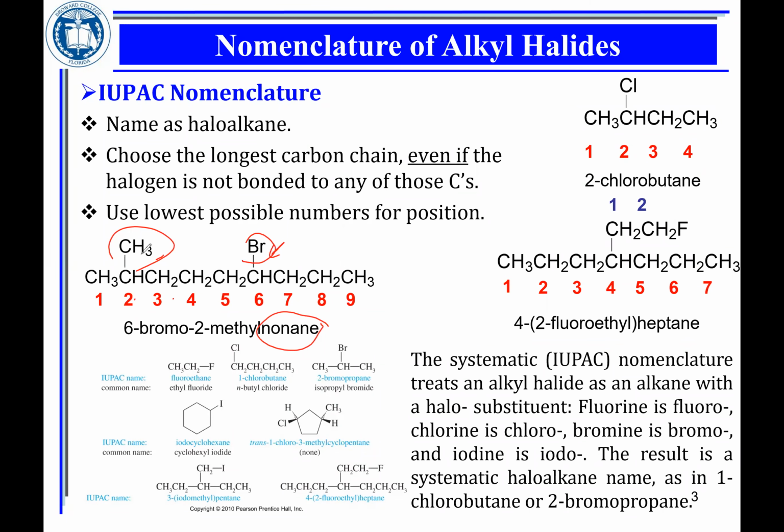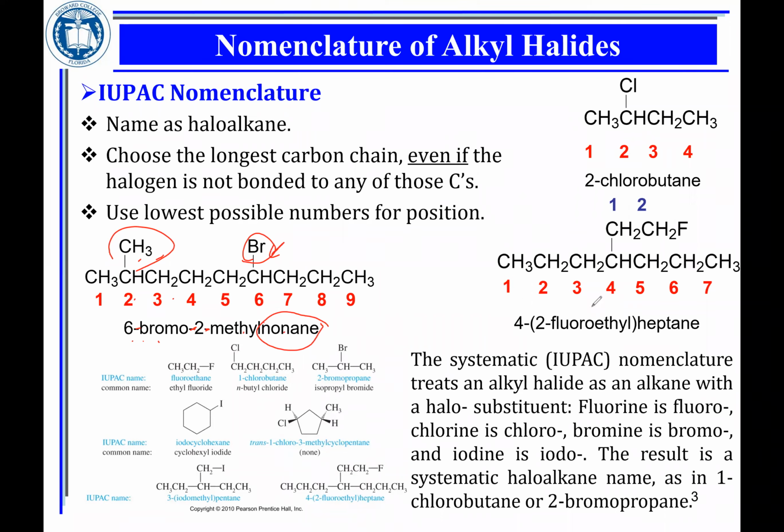Because bromo comes before methyl, you would say 6-bromo, 2-methyl, nonane. Same rule applies. You use a dash to separate the number from the letters. But between the two words, you don't have to use a comma or a dash.